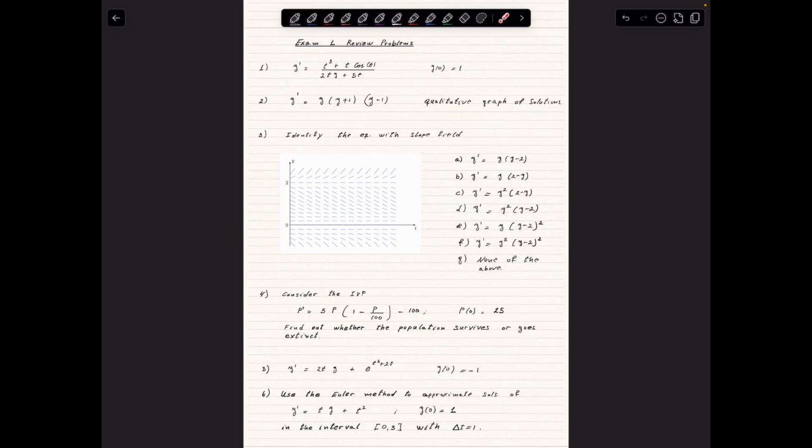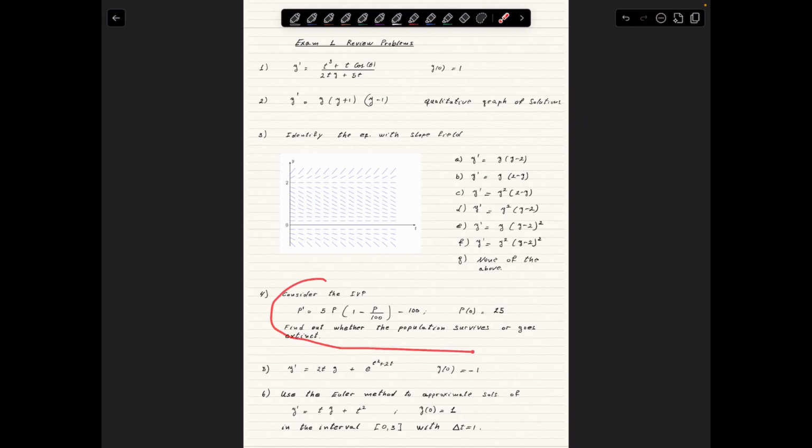So what we are going to do in this review is try to solve this equation. It's an equation you should be able to solve if you have done the homework and go to class. Then we are going to have qualitative graphs of solutions of this equation. We are going to try to identify which differential equation corresponds to this slope field.